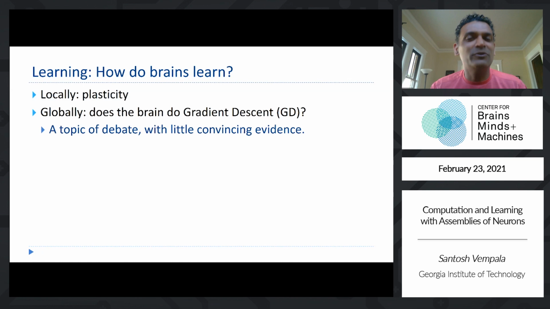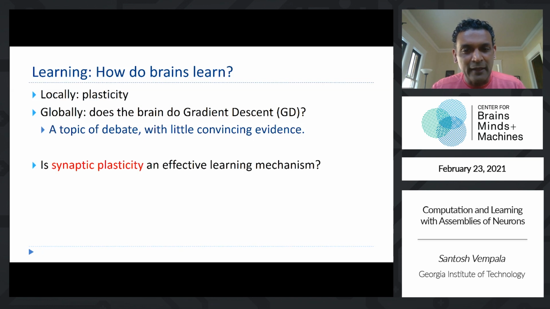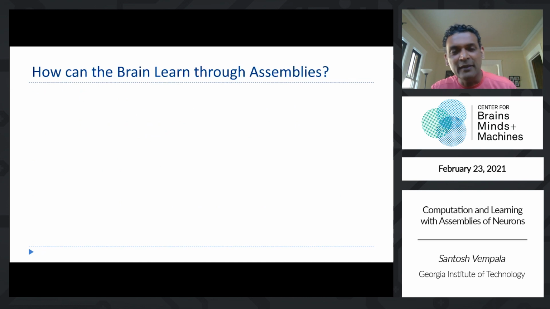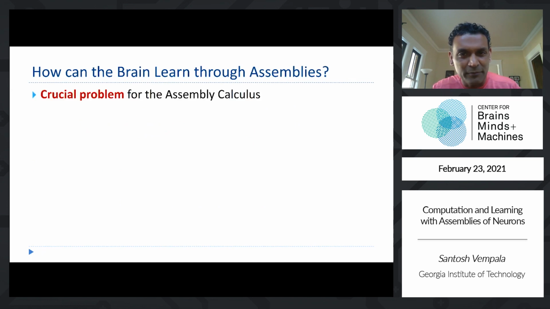Globally, you could ask, does the brain do gradient descent? I mean, you can do lots of great things with gradient descent. Okay, this is a topic of debate with very little convincing evidence the brain can or does do gradient descent. So in fact, this motivates a whole area of biologically plausible gradient descent alternatives. But ultimately, we're going to stick to the question: is synaptic plasticity by itself an effective learning mechanism, right? And how effective? And then why not go further? Could it have advantages over gradient descent, right? Not only do we want to say that it can do what GD does up to some level, but can it actually have advantages? Okay, so for that, we first need to set up learning. How can the brain learn through assemblies?